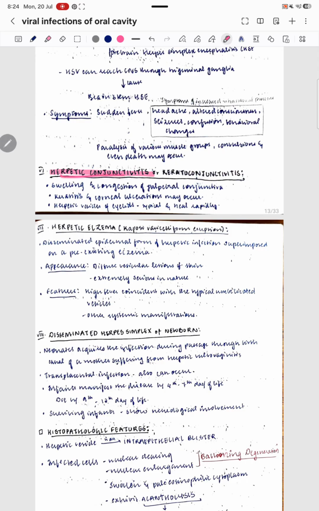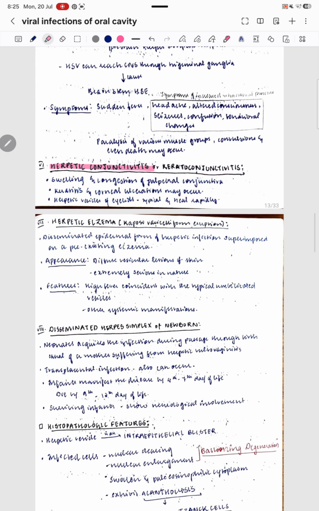So herpetic conjunctivitis is basically it causes the swelling and congestion of the palpebral conjunctiva. So there is a swelling, congestion of the palpebral conjunctiva of the eye, and keratitis and corneal ulcerations may also occur. So you basically have to say that ulcerations can also occur, and herpetic vesicles of eyelids typically heal rapidly.